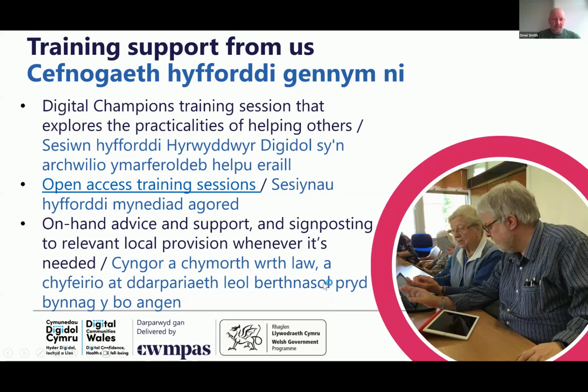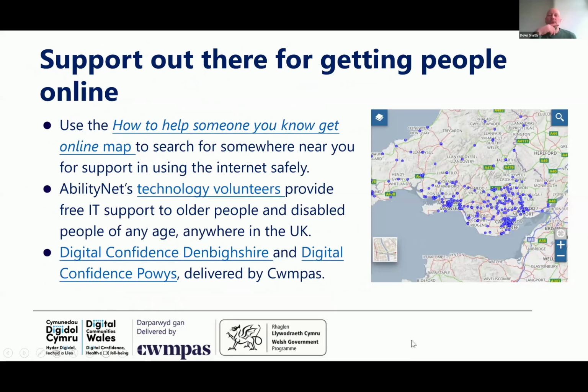And yeah, we provide advice and support and signposting to relevant local provision whenever it's needed. There's a number of tools and resources out there for identifying where people can access support. So Welsh Government have created a map. They did some work with the Centre for Digital Public Services, but we provided them with a load of data around places within communities that offer digital inclusion support. A lot of these are libraries, but there's a whole range of community venues that offer that type of support. So there's a map called How to Help Someone You Know to Get Online, which you can search and drill down into.